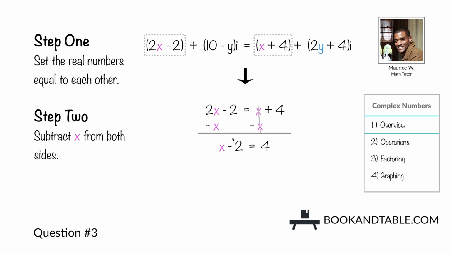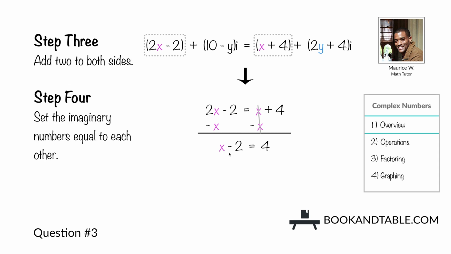And now that we've done that, we have x minus 2 is equal to 4. So the next thing we'll want to do is add 2 to both sides to get rid of this negative 2. When we do so, 4 plus 2 is equal to 6. So we get x is equal to 6.